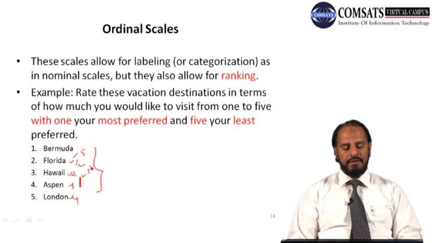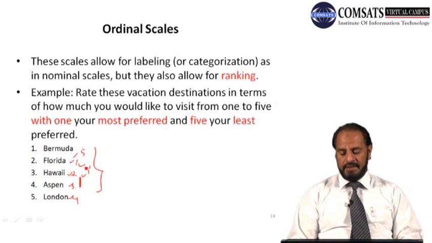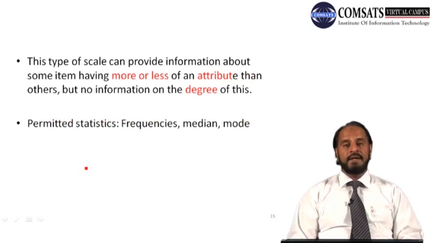Although it does give you that this is your first choice, second, third, fourth, fifth, among these, which you prefer more, which you like more, that information is missing. And that information, as we said earlier, can be obtained from what we call the interval scale, which we're going to talk about in a short while.